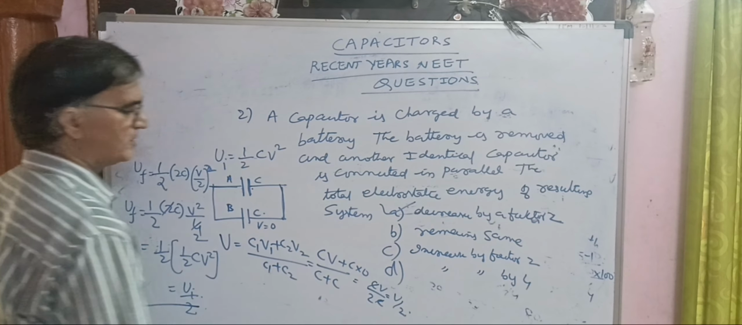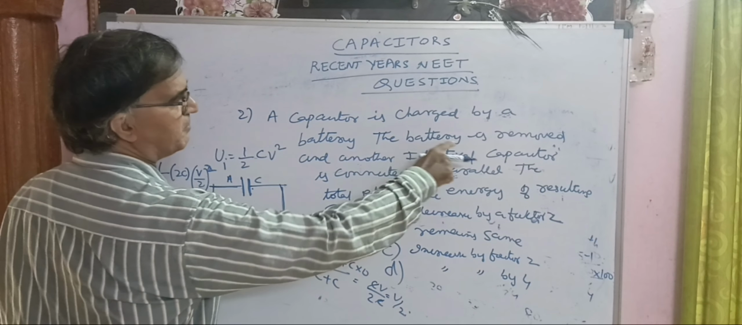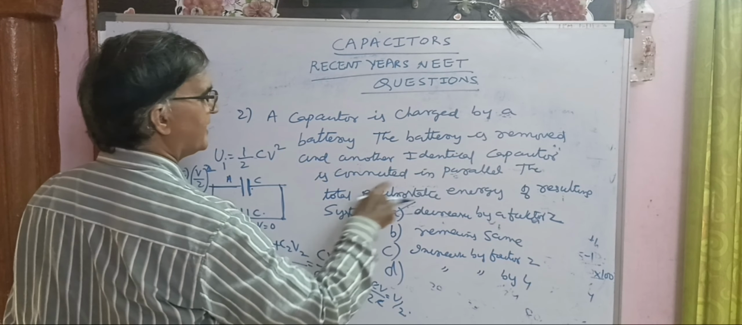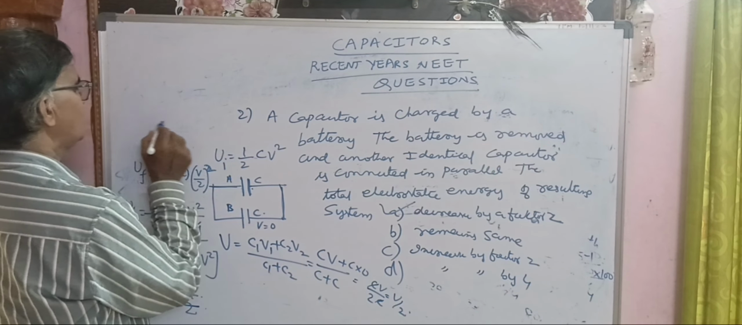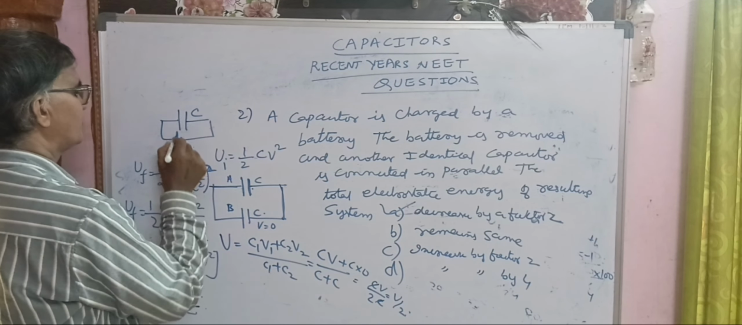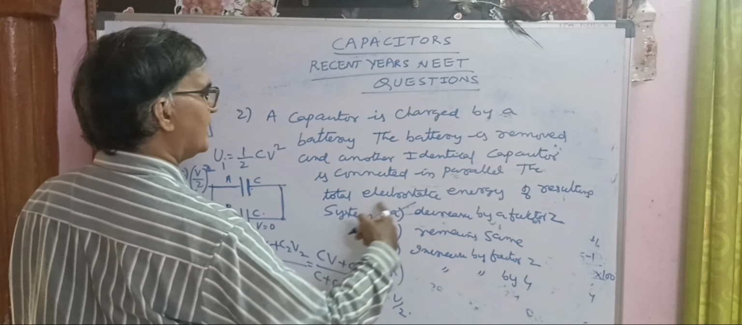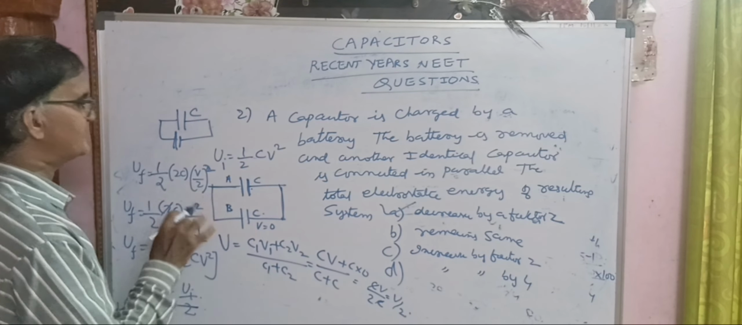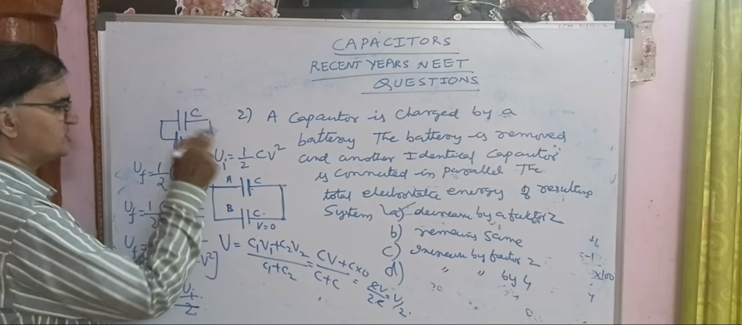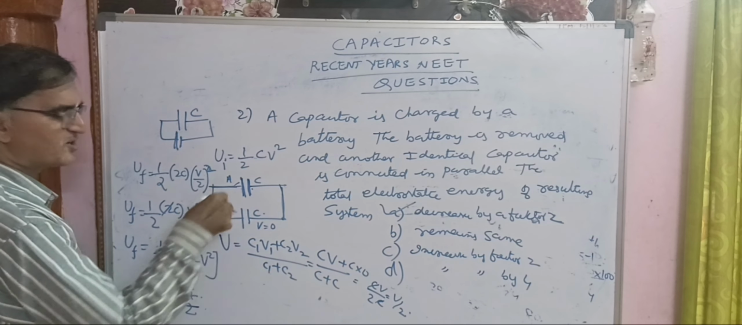This is the option. See this question again. A capacitor is charged by a battery. The battery is removed and another identical capacitor is connected in parallel to it. Initially you have a capacitor and a battery. Now the battery is removed, another capacitor is connected, and he is asking the electrostatic energy of the resulting system. Initially you got half CV square. This is the first case. In the second case, you connect another capacitor.